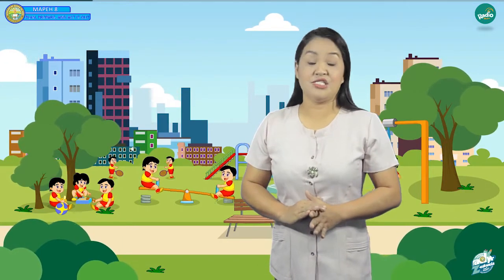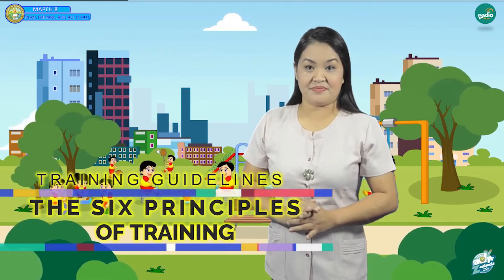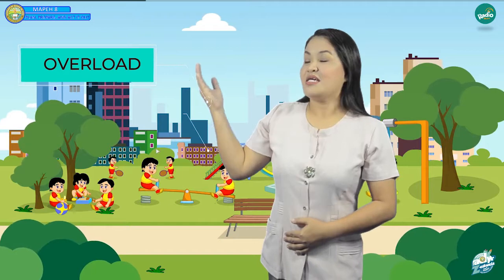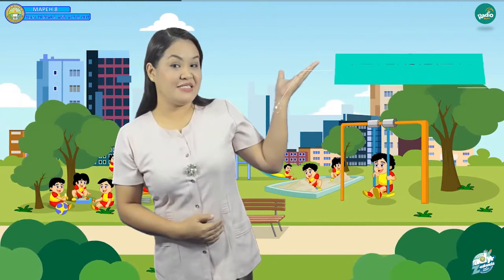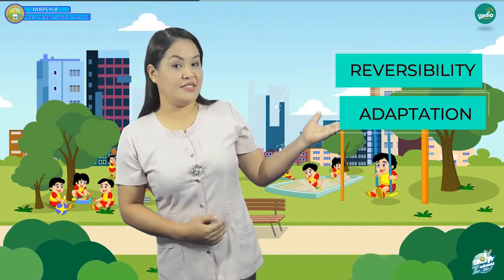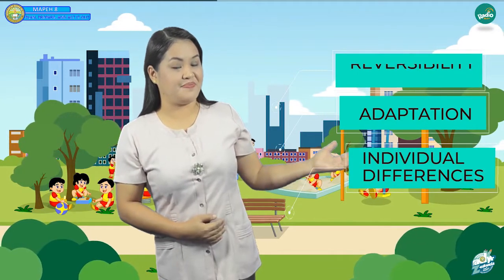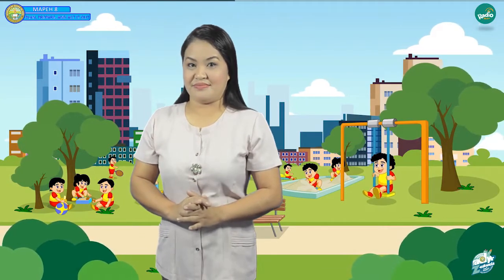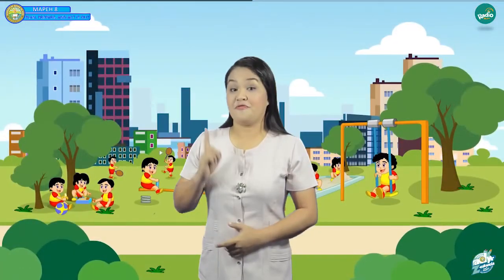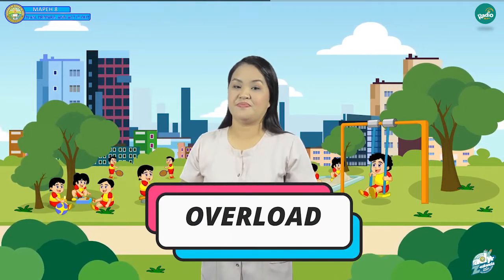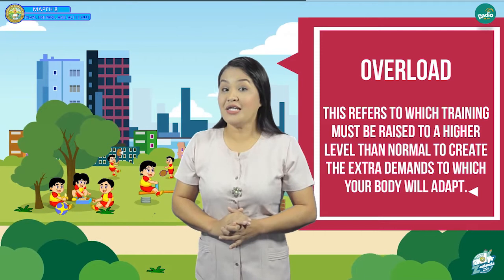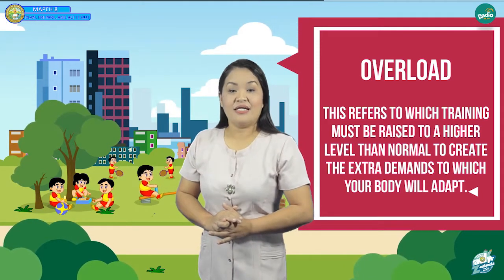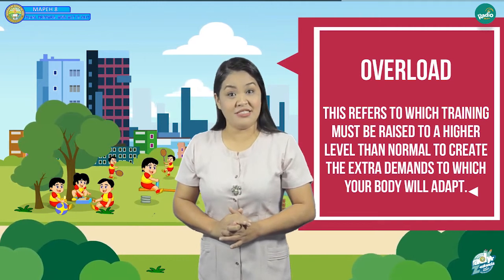The training guidelines describe how to safely apply the 6 principles of training: overload, specificity, progression, reversibility, adaptation, and individual differences into an exercise training program. First, overload. This refers to which training must be raised to a higher level than normal to create the extra demands to which your body will adapt.